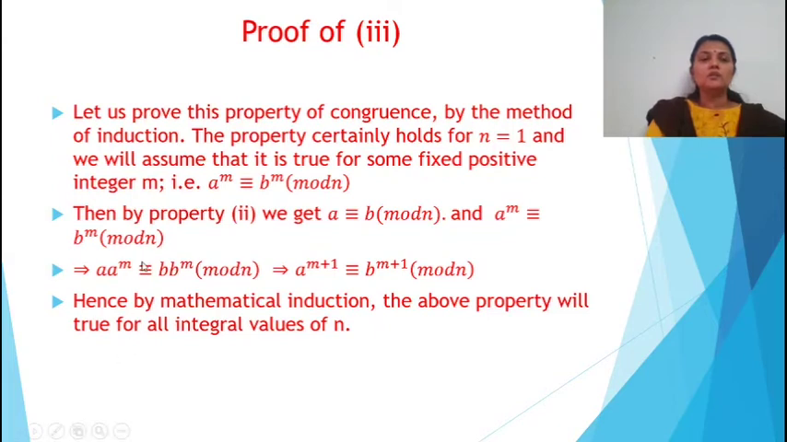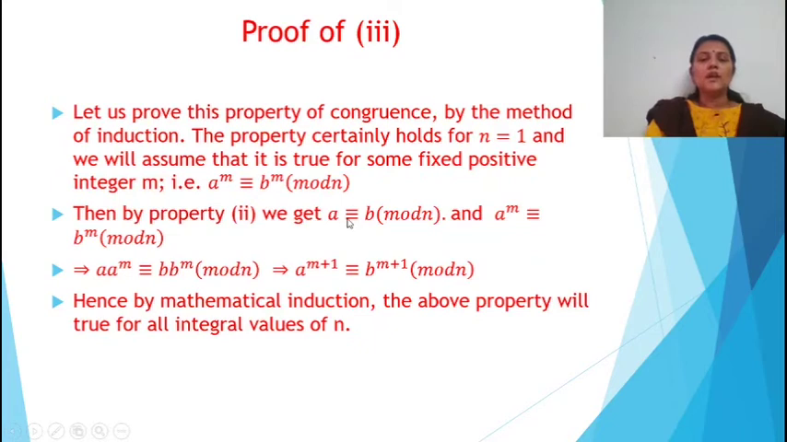So let's prove this property of congruence by the method of induction. This holds for n equal to 1, that is, a congruent to b mod n. Now we can assume that it is true for some fixed integer m, that is, a raised to m congruent to b raised to m mod n. Now we have the property: a congruent to b mod n and c congruent to d mod n implies ac congruent to bd mod n. That is the second property, the product part.